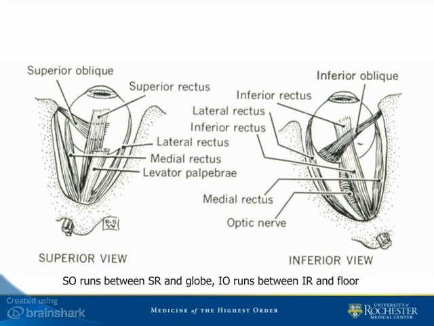In the right frame of this schematic, you can see that the inferior oblique also runs inferior to the inferior rectus. So again, this is going to run between the inferior rectus and the floor of the orbit, not between the inferior rectus and the globe. And these relationships are important when you're isolating these muscles during surgery.